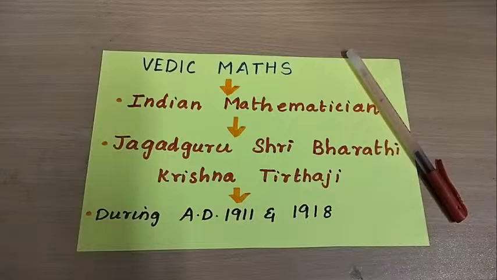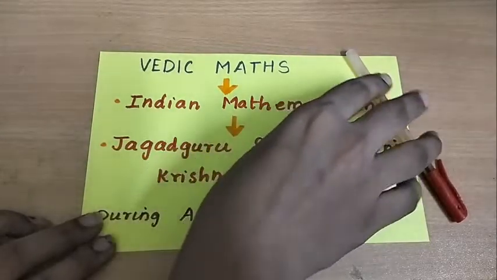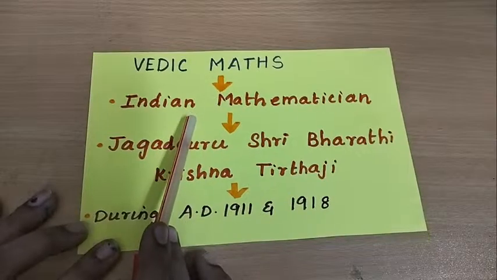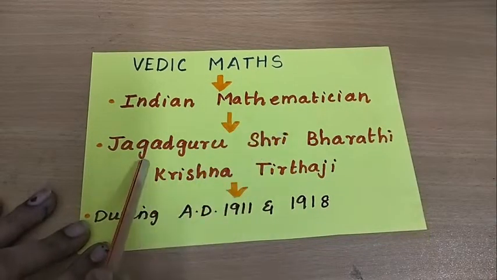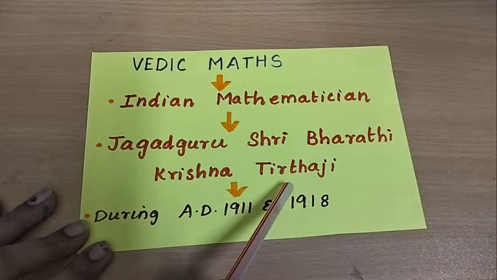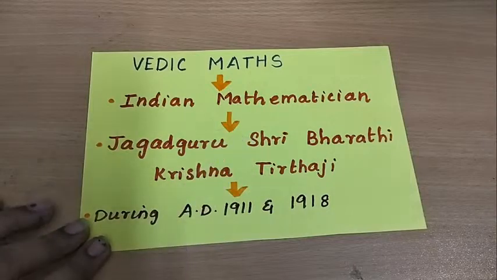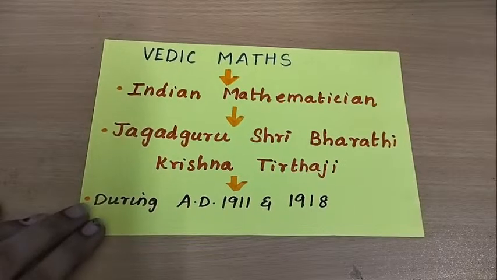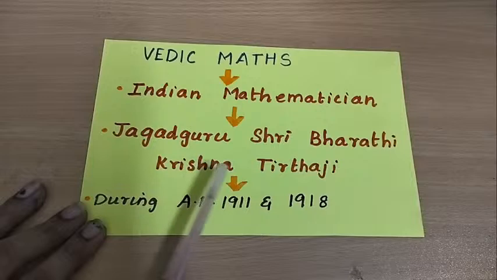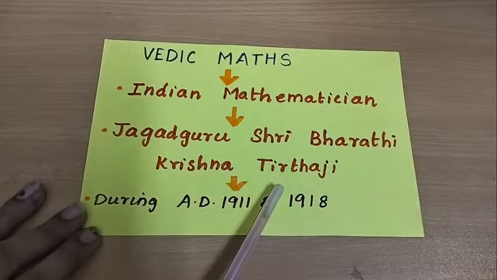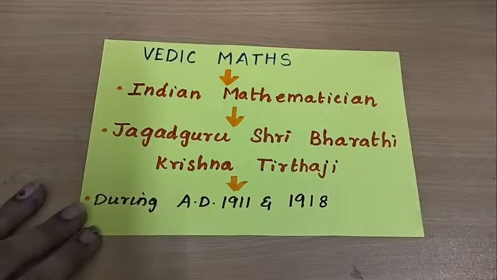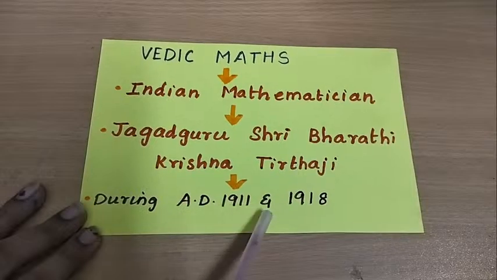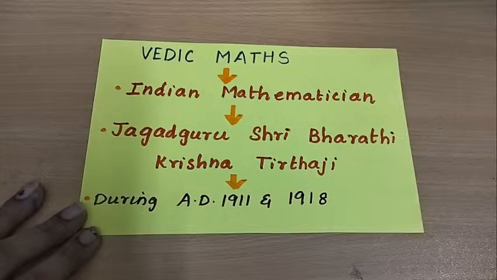history of it. Vedic mathematics was first introduced by an Indian mathematician. His name is Jagat Guru Shri Bharati Krishna Tirthaji. We have to be so proud that Vedic maths was introduced by an Indian. As an Indian we have to be very proud of it. He introduced it during AD 1911 to 1918, in this period only.